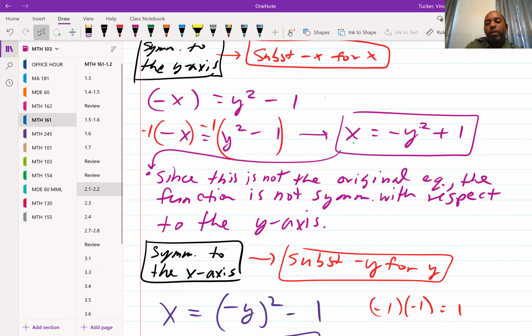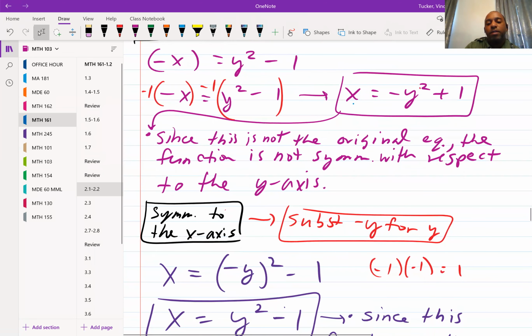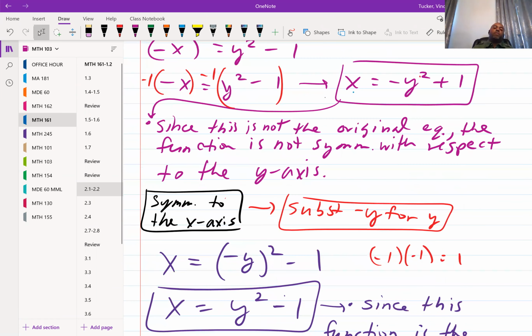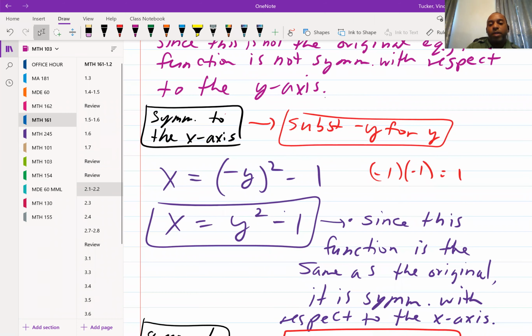This time we substitute negative y in for y and do our substitution and simplification. Plug negative y in, that'll be negative y squared minus 1. That negative is going to cancel out because a negative squared is a positive. Negative y times negative y is a positive y squared. And since this function is the same as the original, it is symmetric with respect to the x-axis.